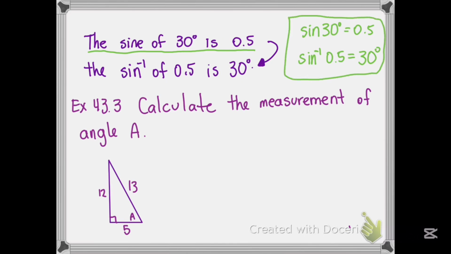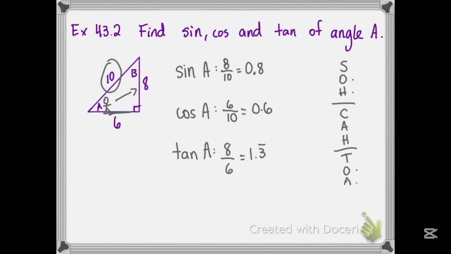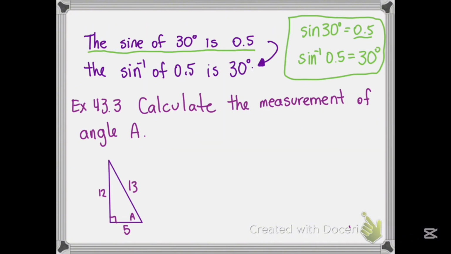Well, sometimes we know the value of the sine, but we don't know the angle, like in our previous example. We don't know what A is. So can I find A? Yes, we can, because we can use the inverse sine of 0.8, and that would give us the answer.